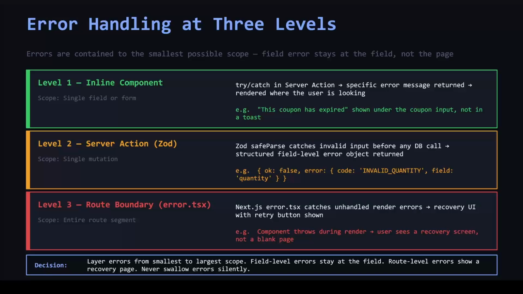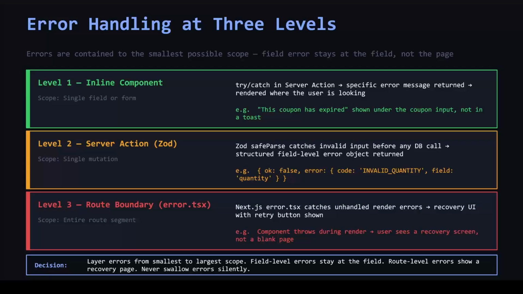Error handling at 3 levels. I handle errors at 3 levels, each scoped to the smallest context that can handle them. The first level is inline component. A single field or form, a try catch inside the server action catches the error and returns a specific message. That message is rendered exactly where the user is looking. Example: this coupon has expired, shown under the coupon input, not in a toast at the top of the screen.